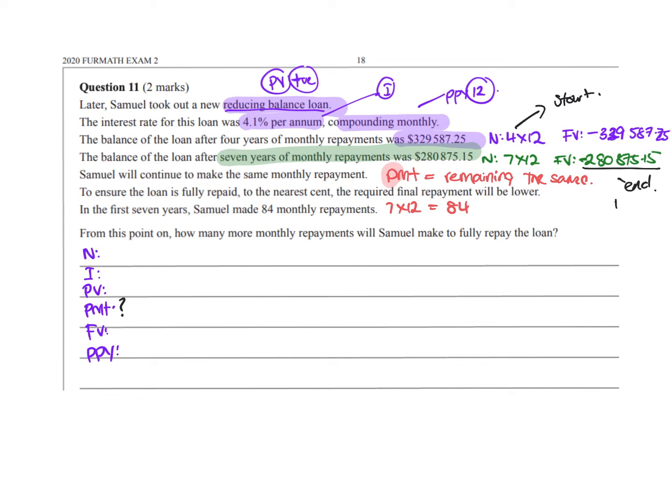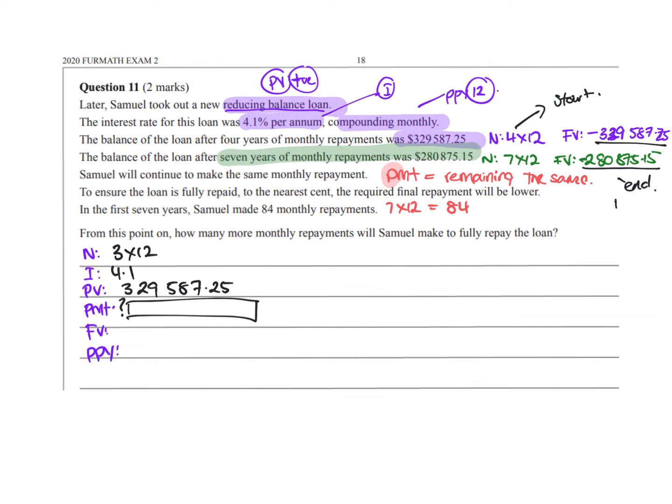So how many years are there between 4 years and 7 years? 3. So I'm going to say 3 times 12 here. I'm going to use 4.1%. For the PV, I'm using this new amount. I'm going to pretend that was the loan, so I'm putting it in as positive: 329,587.25. The payment is the question, so I'll leave that blank.